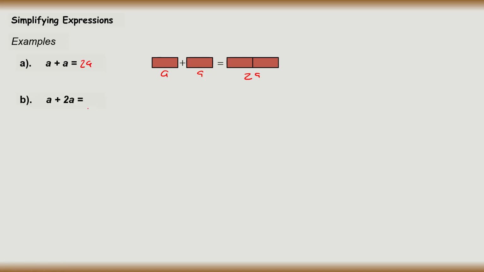Let's have a look at another one. A add 2A. So this time I've got my block that represents A. If I'm going to add another 2 blocks to it, 2A, that's going to give me a total count of 3 blocks, or 3A. So I can write 3A here.